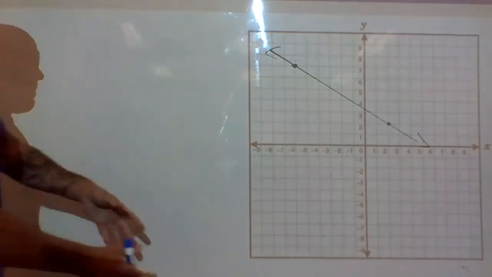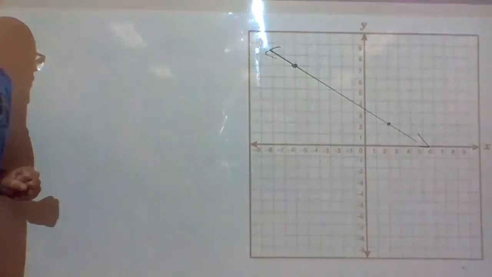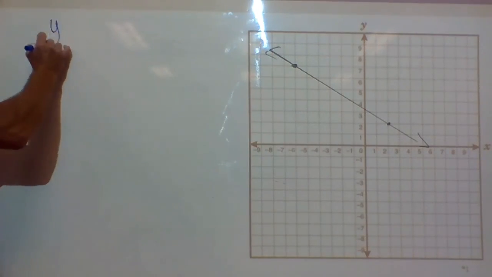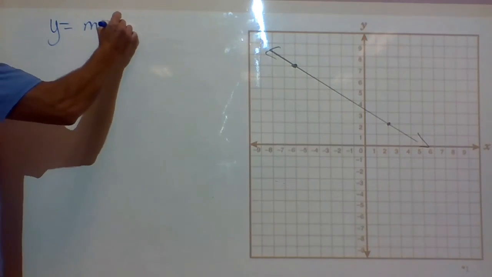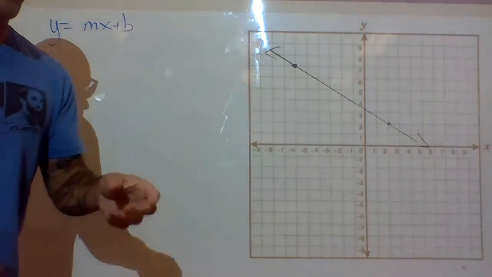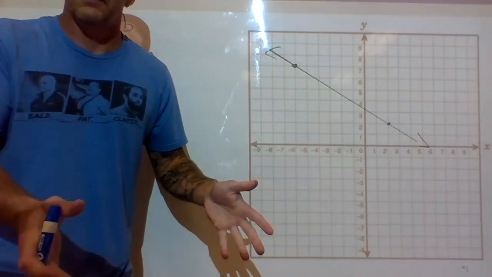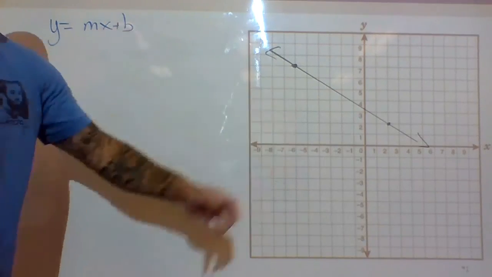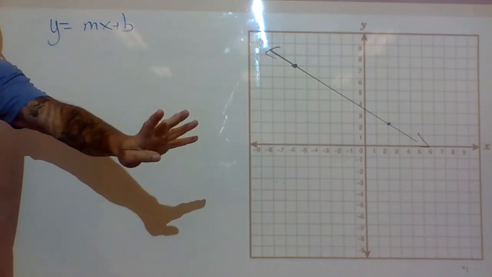So I'm going to write the equation of this in slope-intercept form. How do I do that? Well, that's y equals mx plus b. Slope-intercept form. I only need slope, y-intercept. Start by finding the slope. Can I find a slope from a line that's graphed? Yes, we know it's a 4-step process.